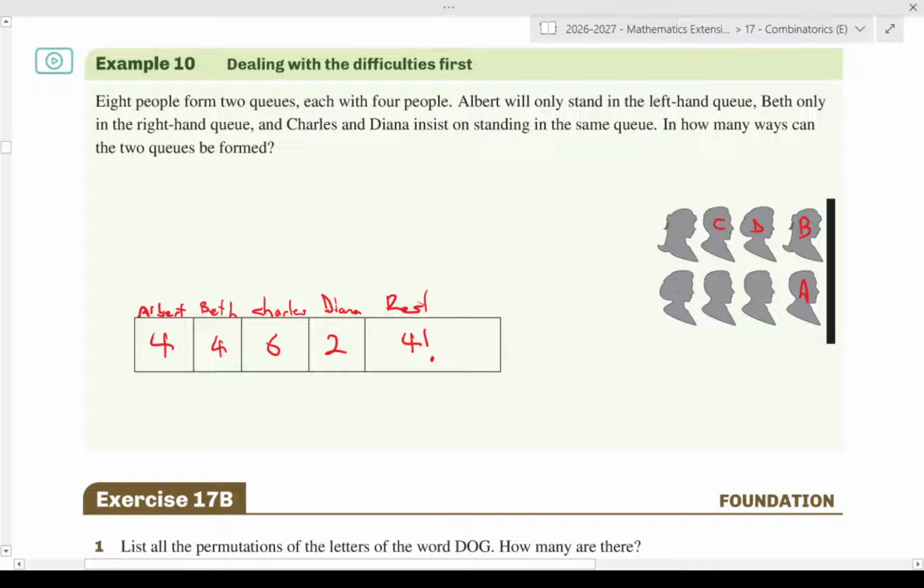So what we end up with, we're still using the multiplication principle, but now we've dealt with all these constraints that we had first. We got rid of them, and now we've got 4 times 4 times 6 times 2 times 4 factorial. So you've dealt with all the problem ones, and then you've dealt with the last one, and that equals 4,608 different ways that those 2 queues can be formed. And that's only with 8 people and with 2 queues. Pretty cool.